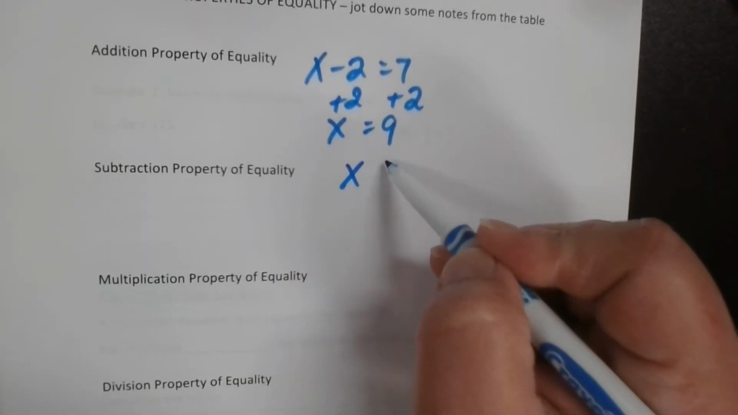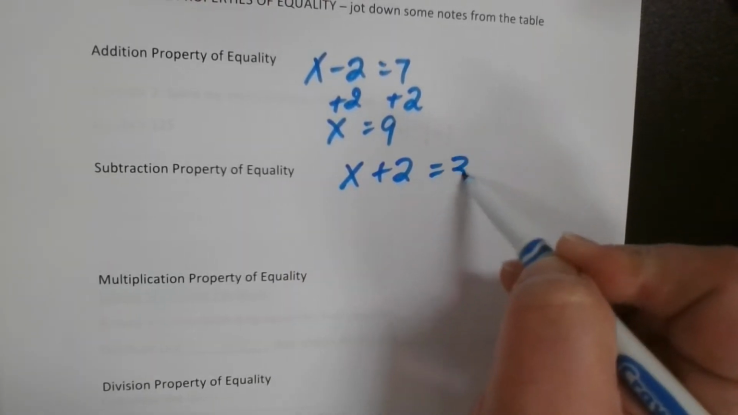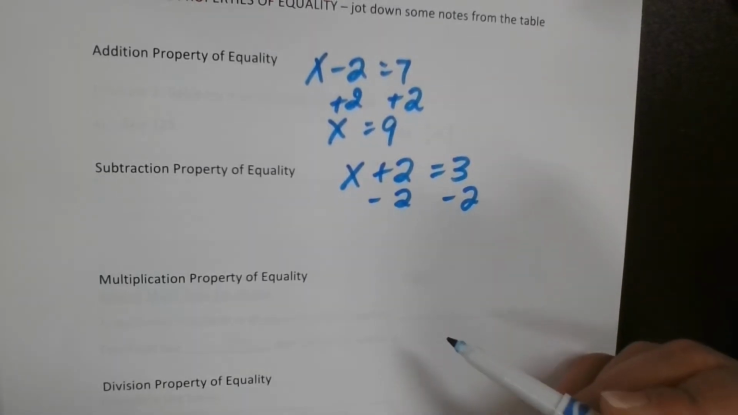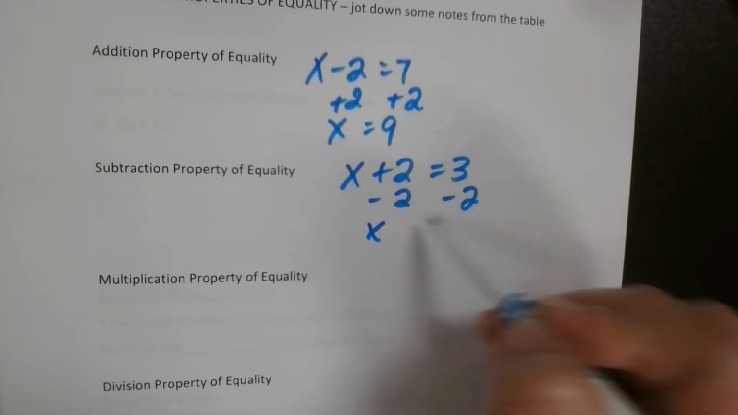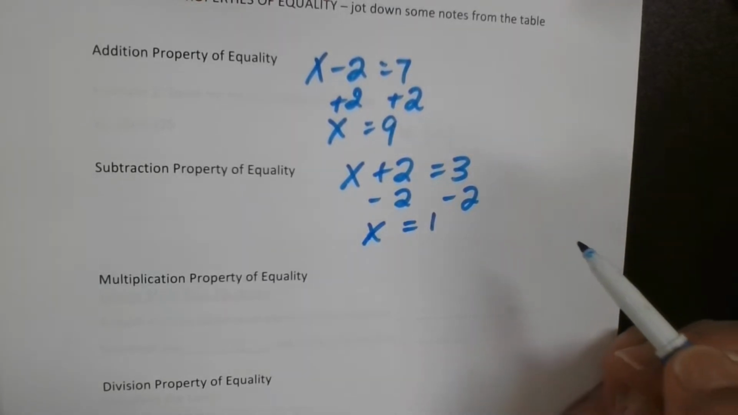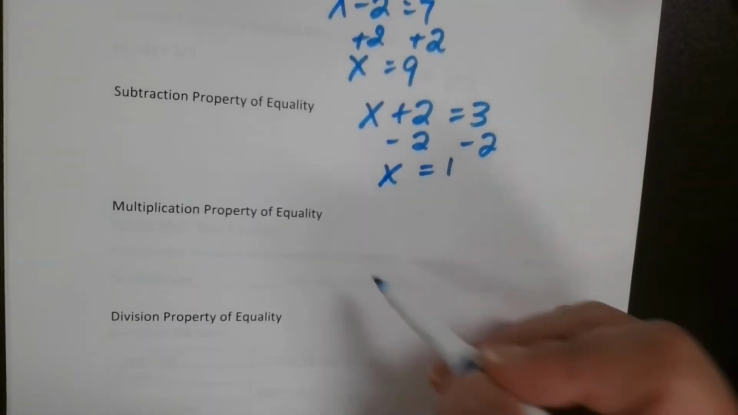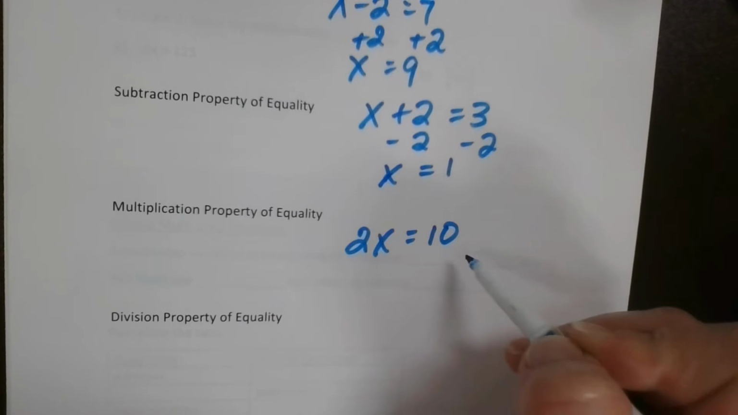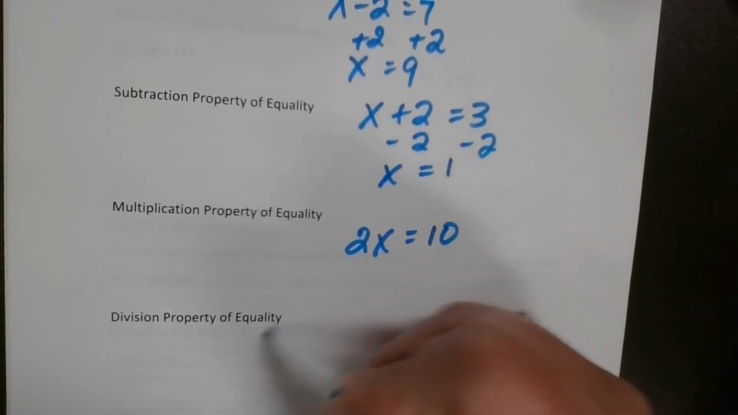Subtraction property of equality. If I had that x plus 2 equals 3, then to solve that, I take that 2 from both sides to find that x equals 1. Then if I had 2 times some number equals 10, or, I'm sorry, that one would go here.